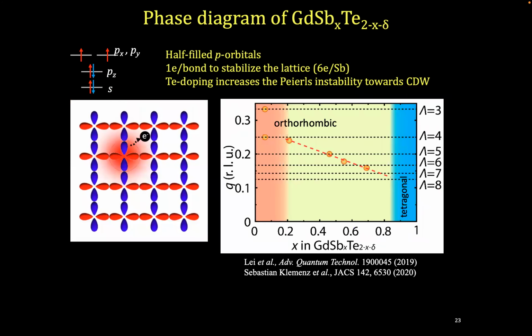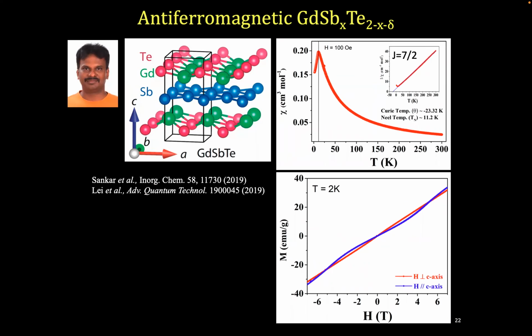And the main player is this particular p orbital in the antimony layer, which is right here in the middle. Sorry, right in the middle. So the main player is the p orbital in this square lattice. Okay.